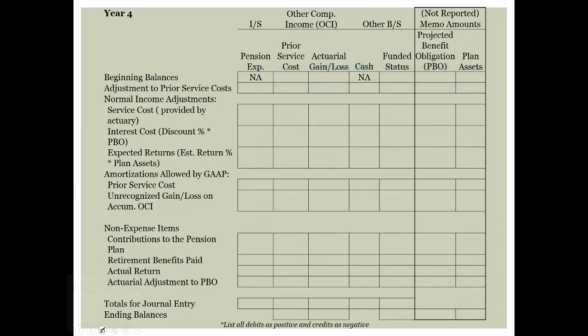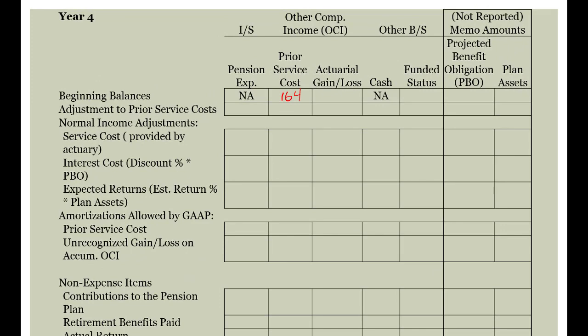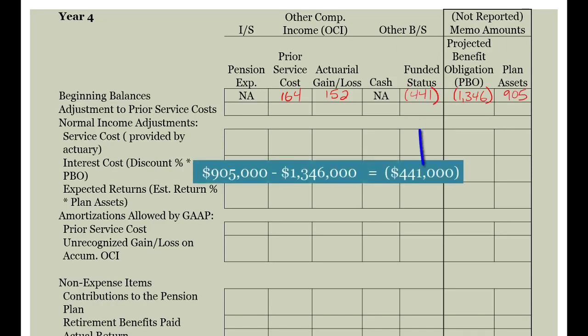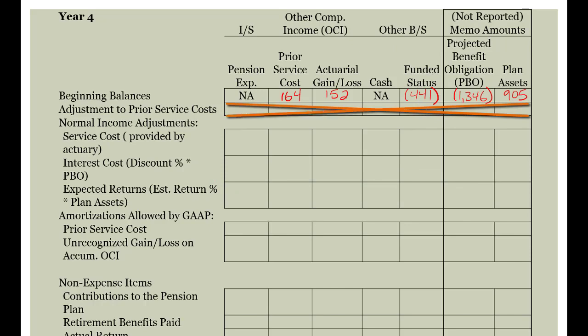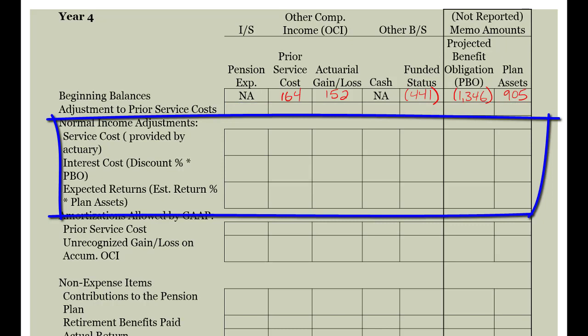So we start with 164 debit, 152 debit. We have 1346 credit as our obligation, and 905 debit for our assets, which gave us a funded status of 441 once we made our adjustments for the prior service costs. Now, we don't need to do an adjustment for prior service costs up in step 1 this time because I didn't renegotiate anything. There's no change there. So I'm going to just leave that blank and move right into my normal income adjustments that are step 2.